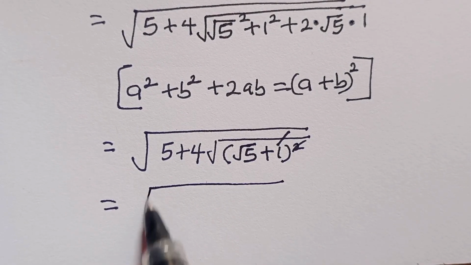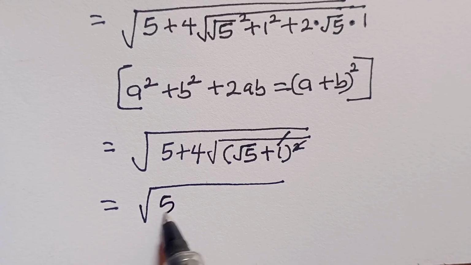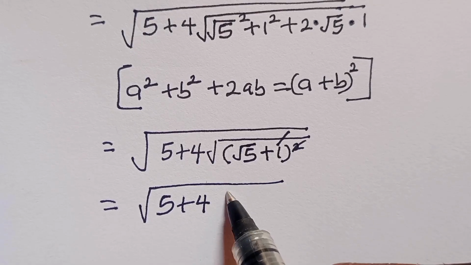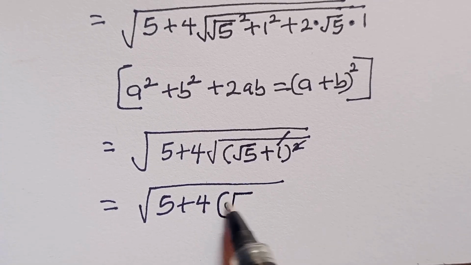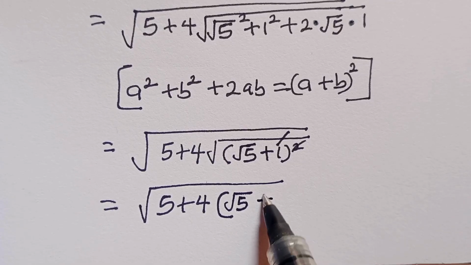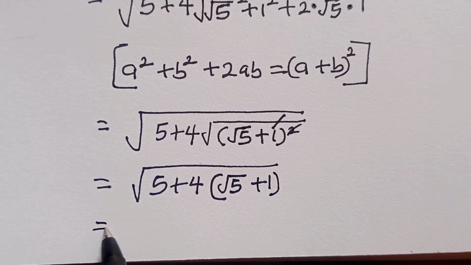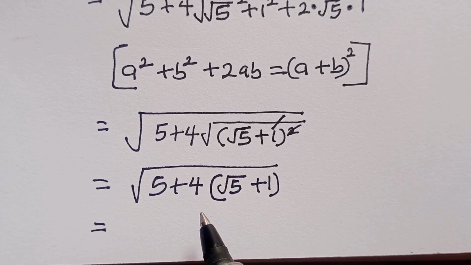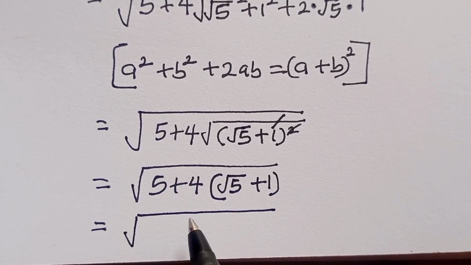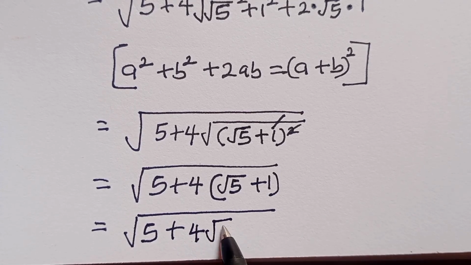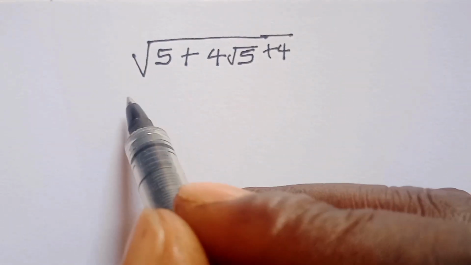So therefore now we are left with square root of 5 plus 4 into brackets, square root of 5 plus 1. Now it's making sense. So what we need to do now is to write square root of 5 and use that 4 to open the bracket. Now we have 5 plus 4 times square root of 5, that's 4 root 5, plus 4 times 1, that's 4. Yes, it's now making sense.